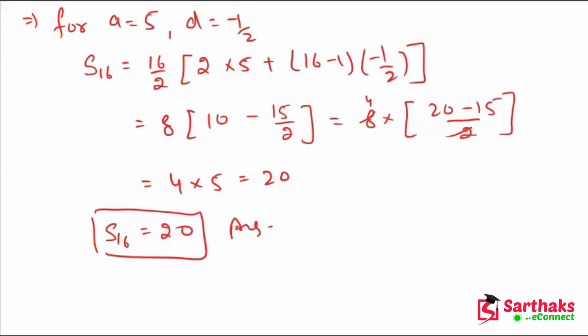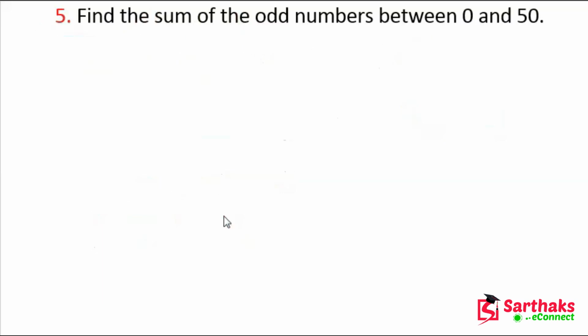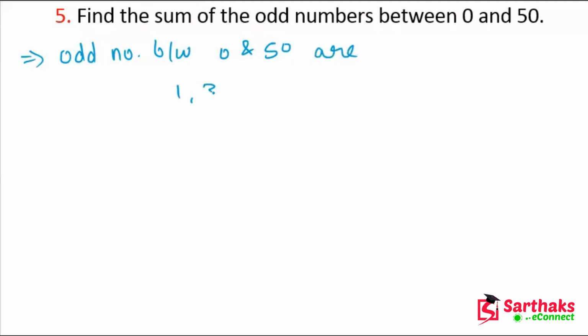Okay, I hope you understand these things. So the next question is, we have to find the sum of the odd numbers between 0 and 50. Okay, so first of all, the odd numbers between 0 and 50 are 1, 3, 5, 7, 9 and up to 49.